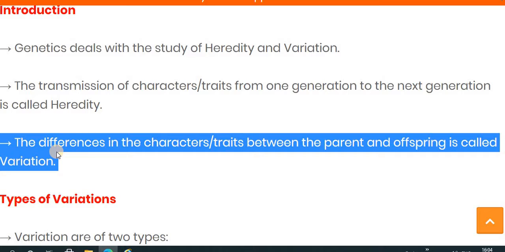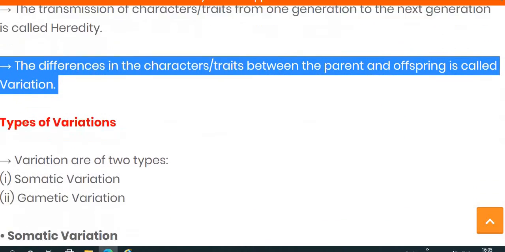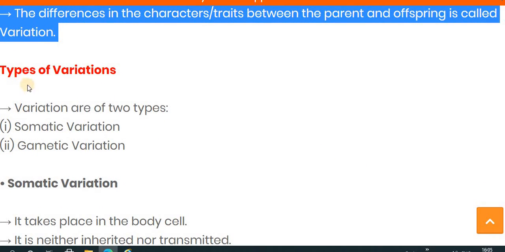And all these things we already learned in the reproduction chapter: what is the connection between variation and sexual reproduction, and which is the best for variation, sexual reproduction or asexual reproduction? The answer is sexual reproduction, because in sexual reproduction the chances of variation are more than in asexual reproduction.